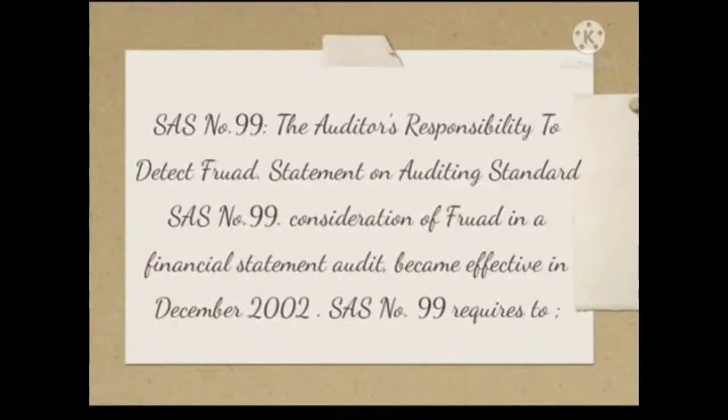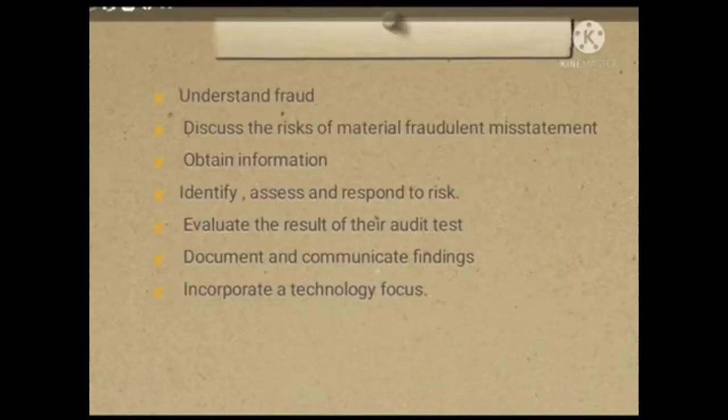So here are the auditor's responsibilities to detect fraud under Statement on Auditing Standards, or SAS number 99. First, the auditor's responsibility is to understand fraud. Why? Because auditors cannot effectively audit something they do not understand. They must understand fraud and how and why it is committed. Second is to discuss the risk of material fraudulent misstatement.